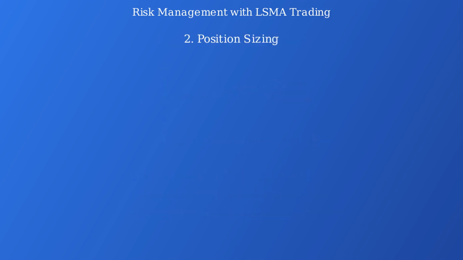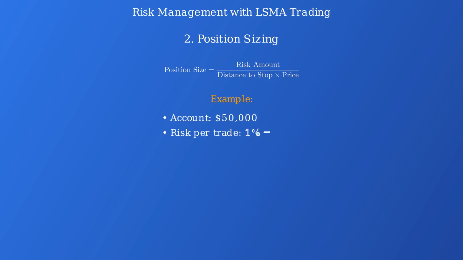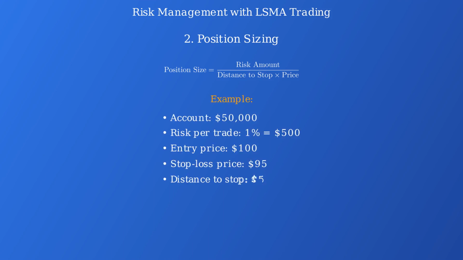The second practice is proper position sizing. Your position size should be calculated based on the distance to your stop loss. For example, if you're risking 1% of a $50,000 account, that's $500 per trade. With an entry price of $100 and a stop loss at $95, your position size would be 1 share.